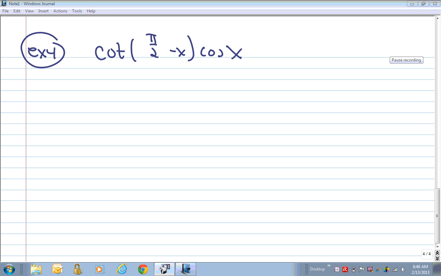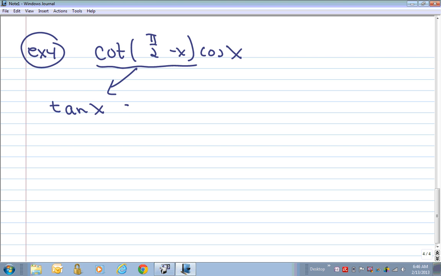You need to look on your identity sheet for today, but you do need to memorize them. Whenever you see pi over 2 minus x or 90 minus x, we're talking about cofunctions. So take a look on your identity page at cofunctions. When you see cotan of 90 minus x or pi over 2 minus x, that's the same as tan x. So this is really equivalent. I'm just rewriting, substituting it for what it's equal to. This is equal to tan x.